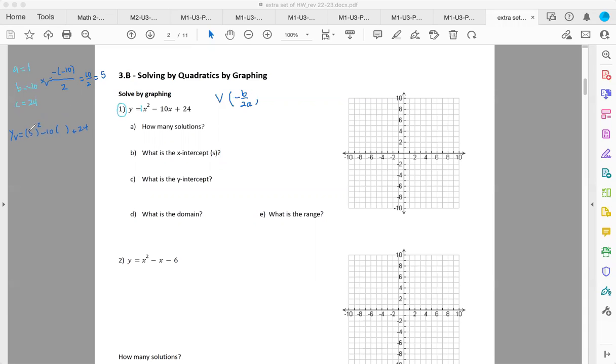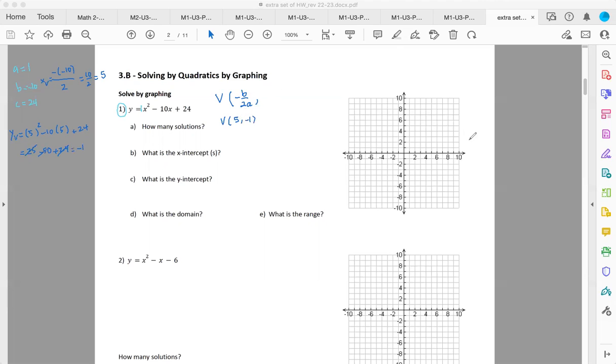Here we have 5, and that's not a big deal. It's a positive value, so it shouldn't be problematic. But keep that habit. It's a good habit, I believe. 5 squared is 25. Minus 10 times 5 is negative 50. And then plus 24. So you technically have 25 plus 24, which is 49, minus 50, which is negative 1. So the vertex is basically 5 comma negative 1.